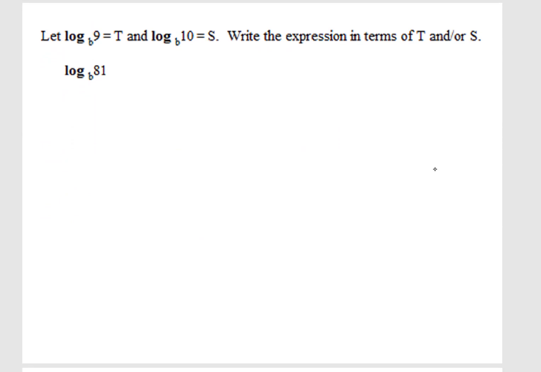This one is similar, but be careful because it's a bit misleading because we used both terms in the last one. So it says let log b of 9, if I see that, I can replace it with t. And then log base b of 10, if I see that, I can replace it with s. So they say write the expression in terms of t and or s. Okay, so we can either use both of them or one or the other.